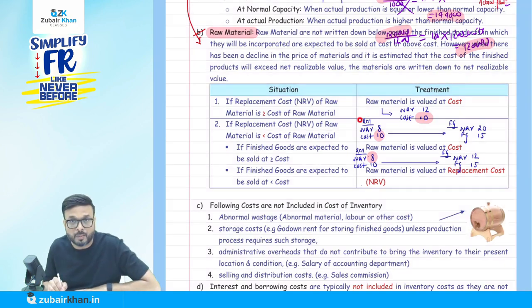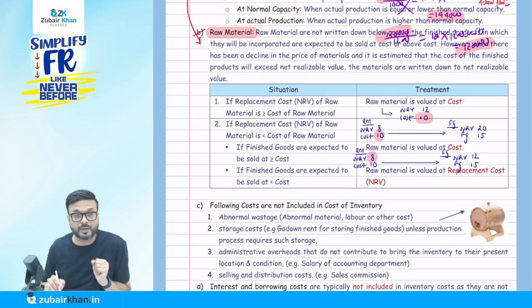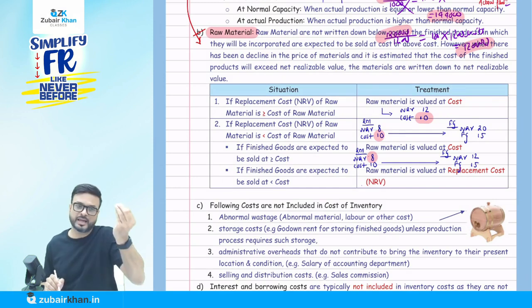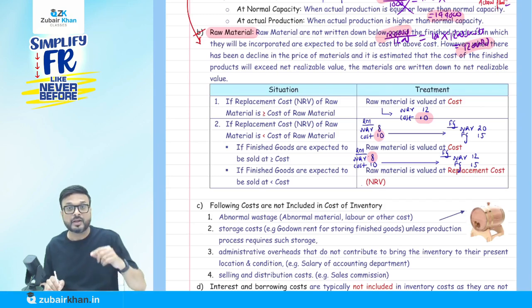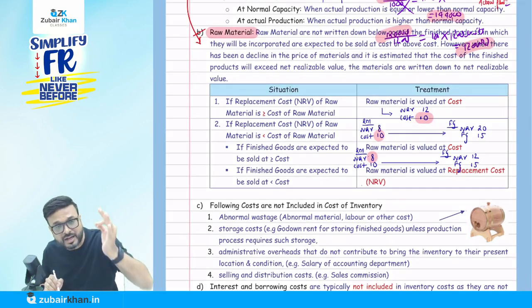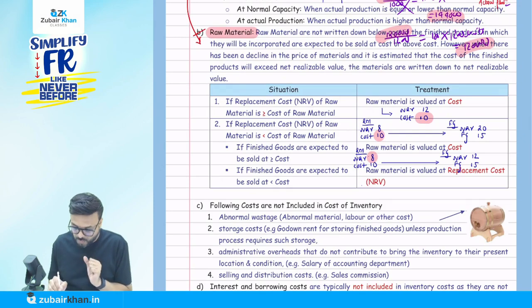Suppose this is my raw material. Suppose the NRV is 8 and cost is 10. You will say, sir, here the NRV is lower than the cost, do the valuation at NRV. I agree with you. We are going to do the valuation at NRV.